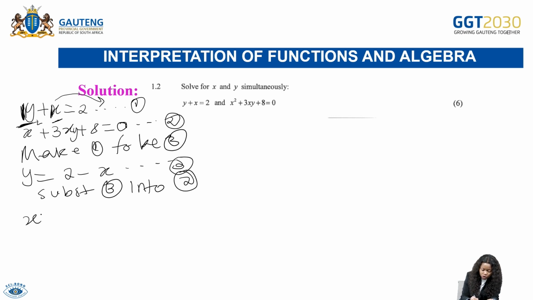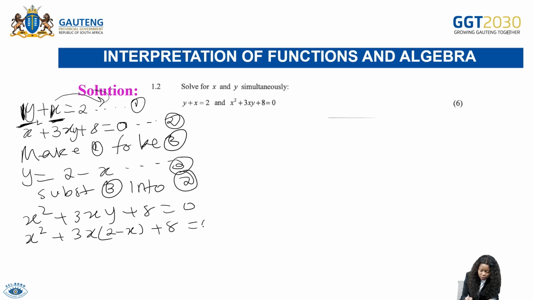So I have x squared plus 3xy plus 8 equals 0. Remember, you can also make x the subject of the formula. So you can also take y to the side and say x equals 2 minus y. It's still fine. Okay, so it's going to be x squared plus 3x, where there is y, you substitute your 2 minus x, plus 8 equals 0.